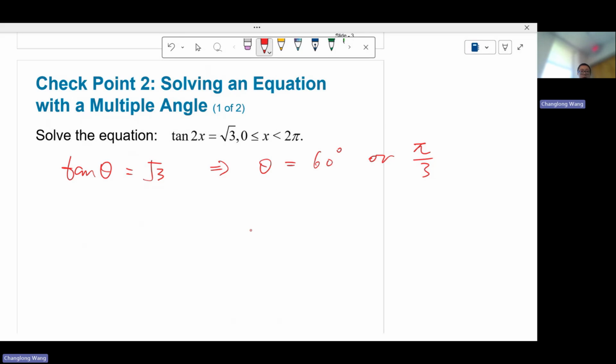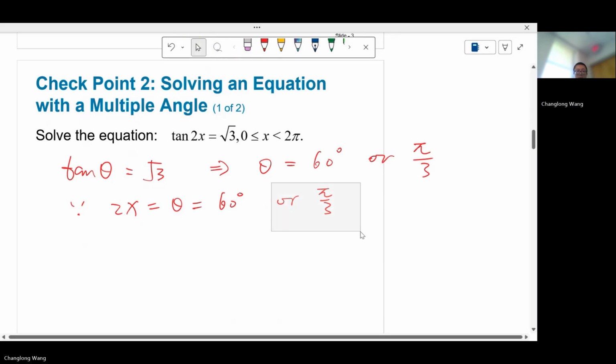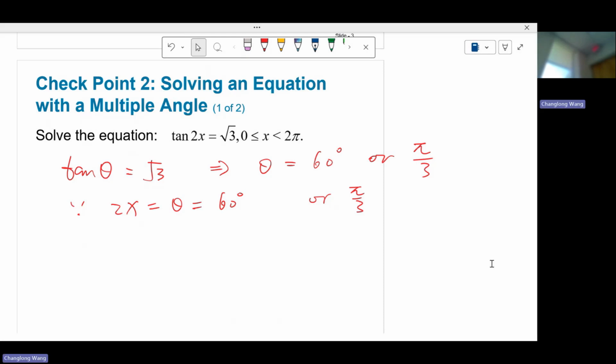Okay, good. I'm not looking for theta, right? I realized that 2x is what I mean by theta, right? This whole thing is an angle. Don't you think that 2x better be 60, or pi over 3? Now, here's what most people are going to do, and that's why I'm showing you. If you do that in a test, you might lose points because you're not including all the possibilities.